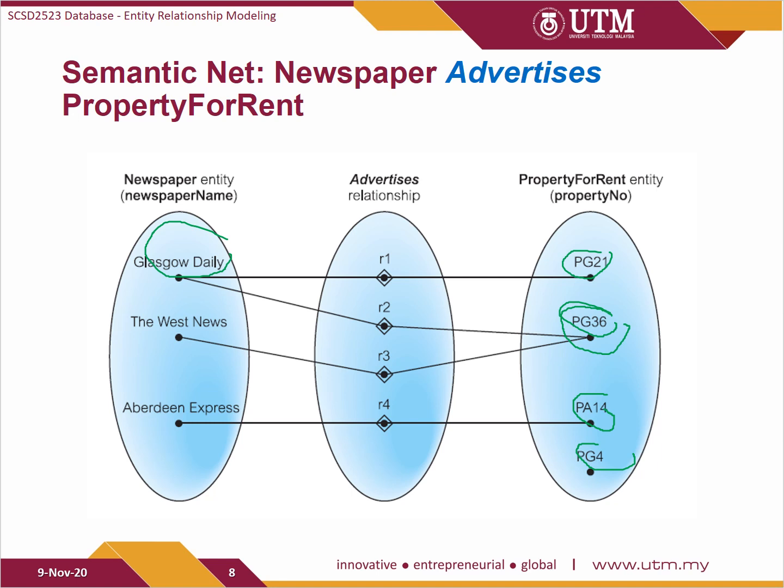So, in other words, we can say that one newspaper advertises one or more PropertyForRent, and one PropertyForRent is advertised in 0 or more newspapers. Therefore, for a newspaper, there are many PropertyForRent, and for each PropertyForRent participating in this relationship, there are many newspapers. So, we refer to this type of relationship as many-to-many.